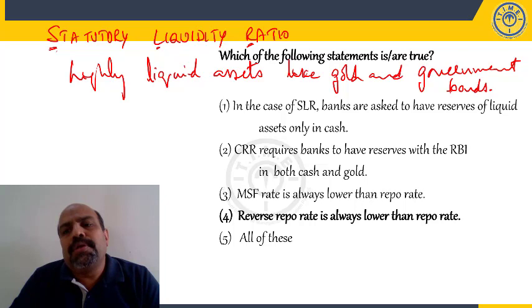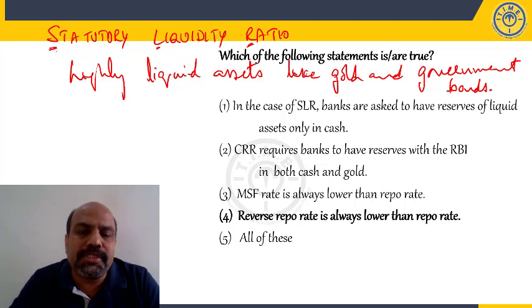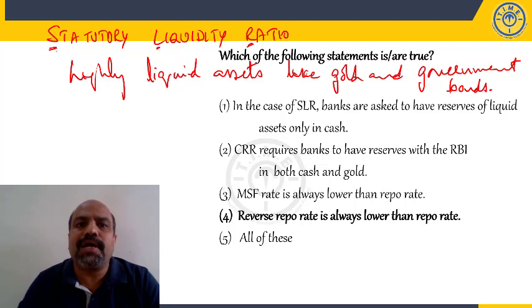Full stop. To repeat, all commercial banks must keep a certain percentage of their total time and demand liabilities in highly liquid assets like gold and government bonds. Full stop.